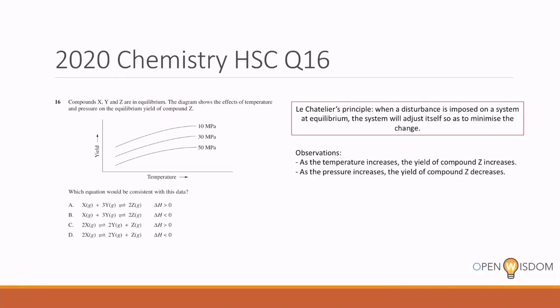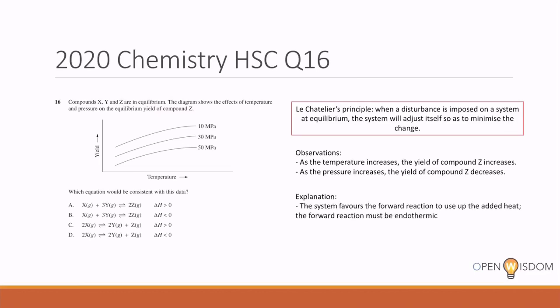So we saw that as the temperature increases, the yield of compound Z increases, which means that the forward reaction is favored. Now, if the forward reaction is favored, then this signifies that the forward reaction minimizes the disturbance that is imposed on the equilibrium. So, since the disturbance imposed is an increase in temperature, and the forward reaction minimizes that, then that means that the forward reaction is endothermic. So, let's look at the options that we have.